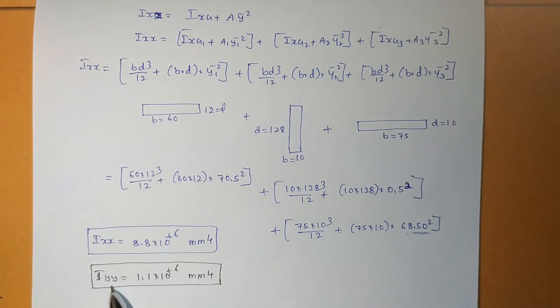Similarly, substitute and find the Iyy value. That will be 1.1 × 10^6 mm^4. That's it.